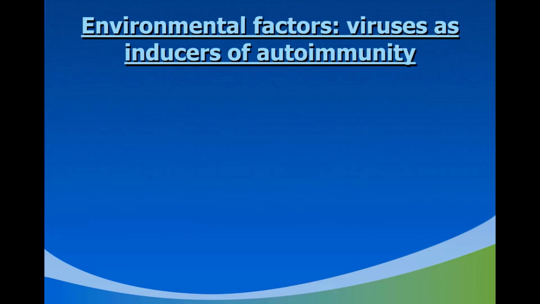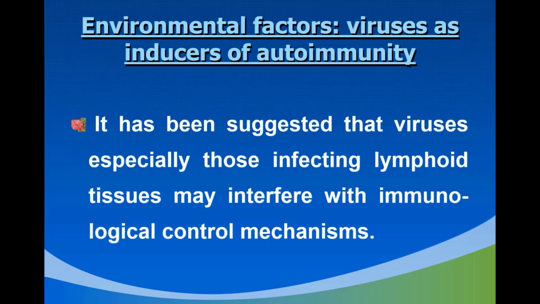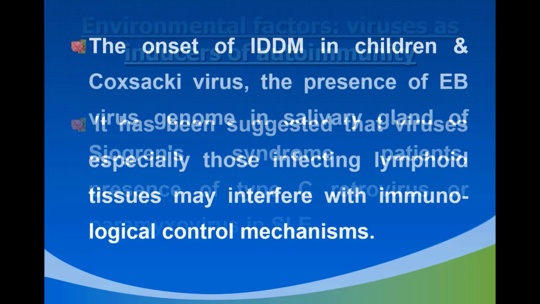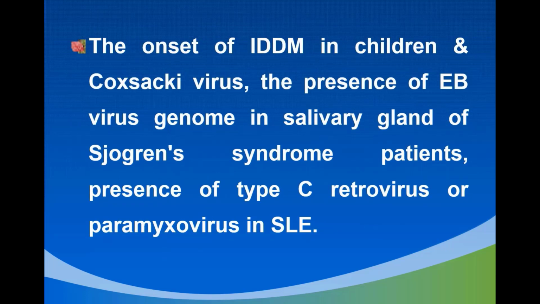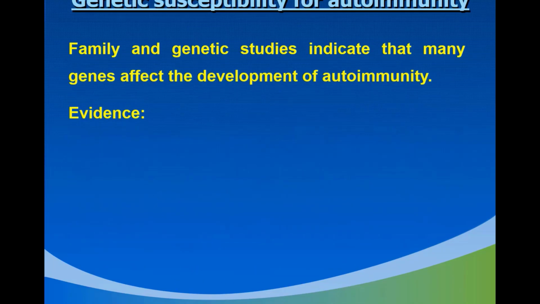Environmental factor: virus as inducer of autoimmunity. It has been suggested that viruses, especially those infecting lymphoid tissue, may interfere with immunological control mechanisms. Examples include Coxsackie virus in IDDM in children, the presence of Epstein-Barr virus genome in the salivary gland of Sjogren's syndrome patients, and the presence of type C retrovirus or paramyxovirus in SLE.